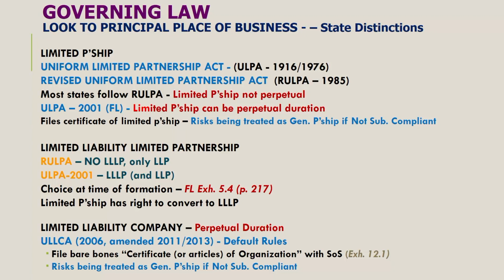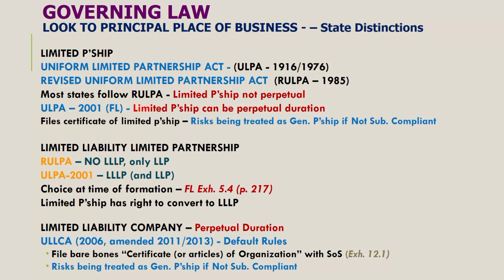And then the limited liability limited partnership. Under RULPA, there's no triple LP at all. There's just the limited liability partnership. Under ULPA 2001, as I told you, this gross expansion of business associations, it allows for both the LLP and the triple LP. The main thing is that a limited partnership now has the right to convert to the triple LP. But you can make that choice of what you're going to follow at the time of formation.